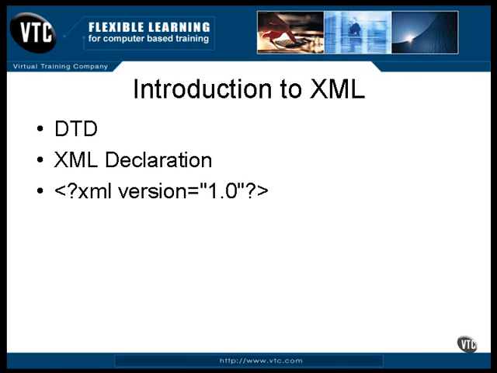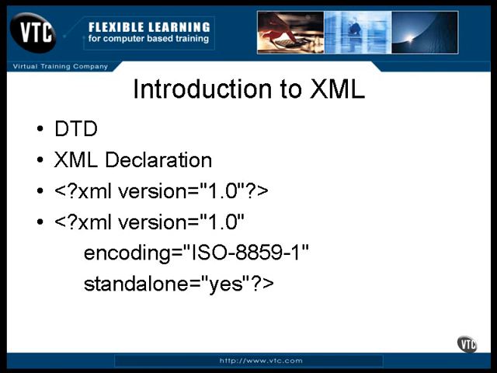You may see a couple of other items included as attributes of this top line. It can be used to specify the character encoding for the document, and it can be used to specify whether this is a standalone document or whether it includes other documents' text as parts of its body.